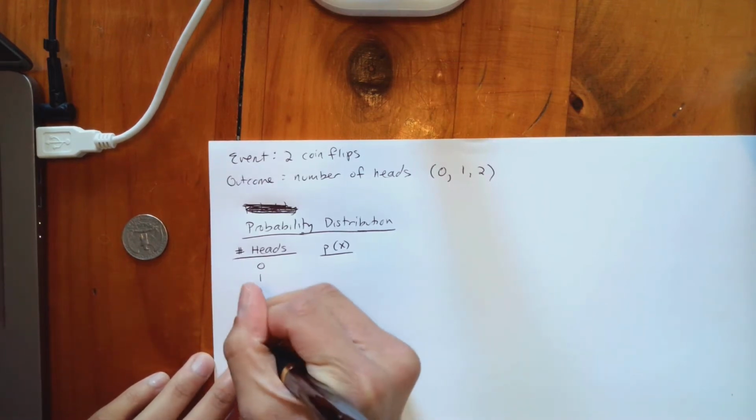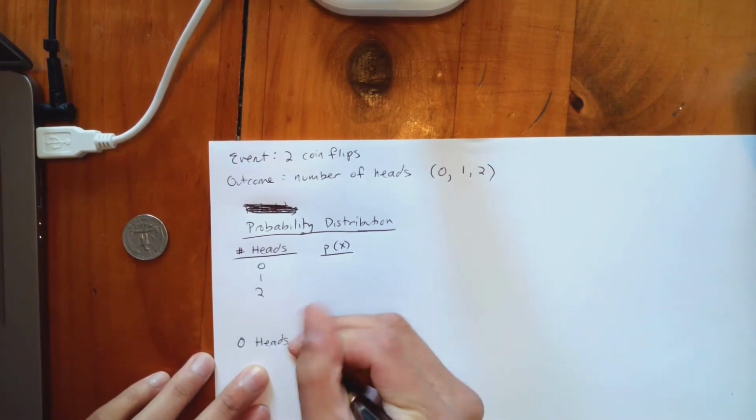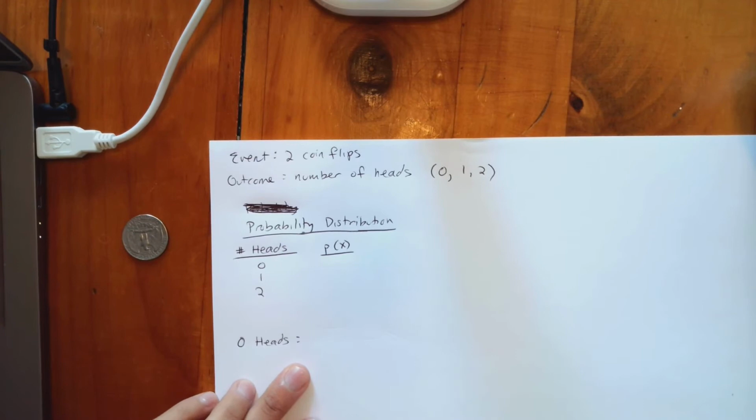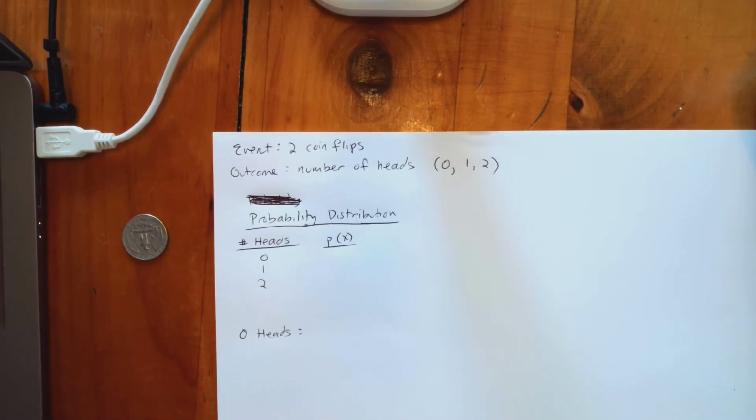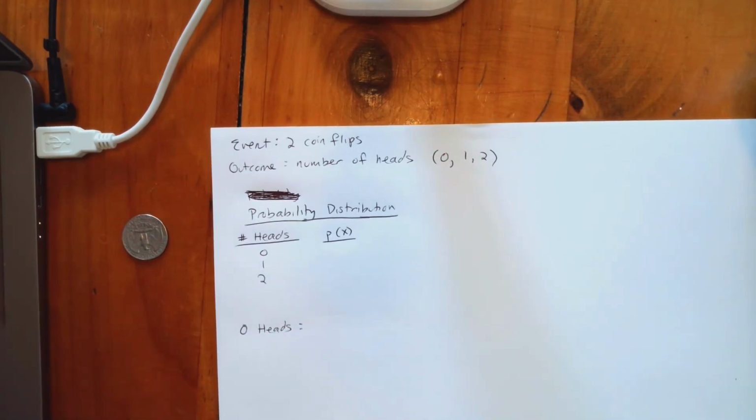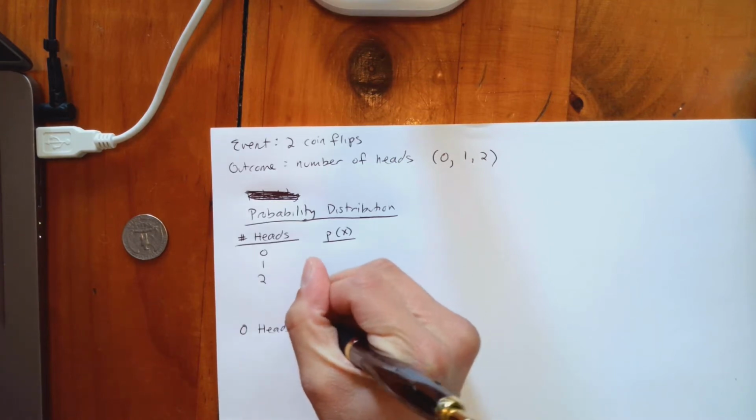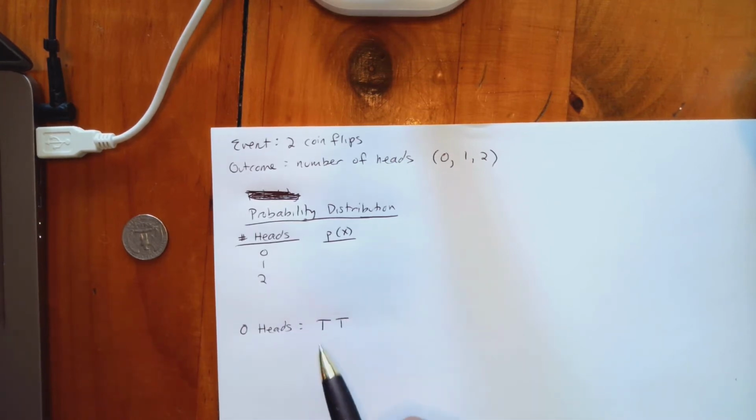So the first one is 0 heads. And we want to know the probability of getting 0 heads when we flip a coin 2 times. And as we just went through, there's only one way that this can happen. You can get tails in your first flip, and then tails in your second flip. That's the only way to get 0 heads when you flip a coin 2 times.